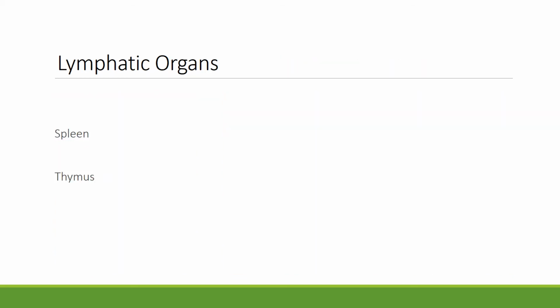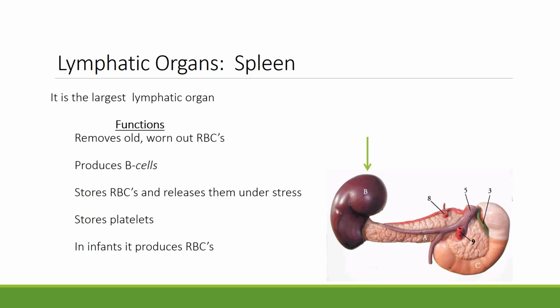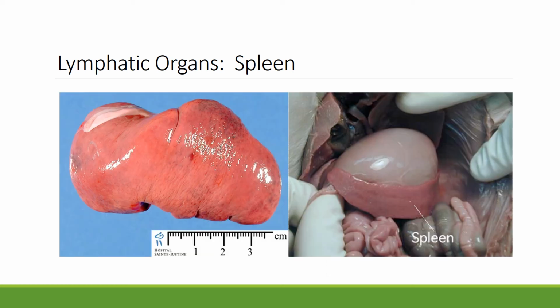Let's look next at the lymphatic organs, which include the spleen and the thymus. The spleen is the largest lymphatic organ. It's indicated by the green arrow on the right. The spleen has a number of different functions, including removing old, worn-out red blood cells, producing B cells, storing red blood cells and releasing them under stress, storing platelets, and in infants, it produces red blood cells. These are pictures of the spleen.